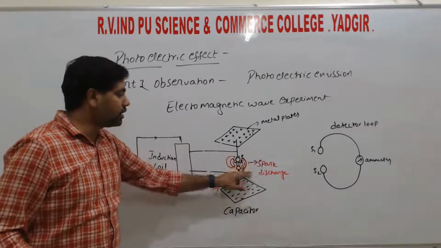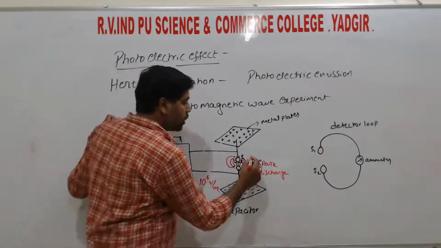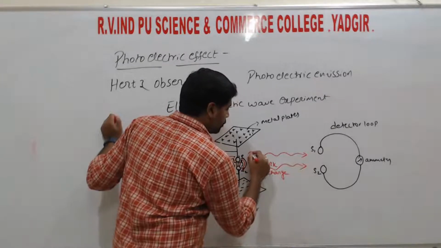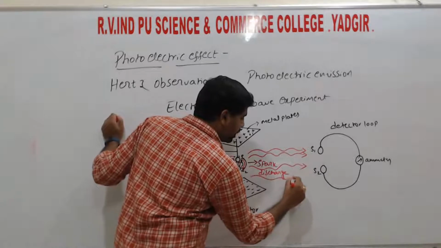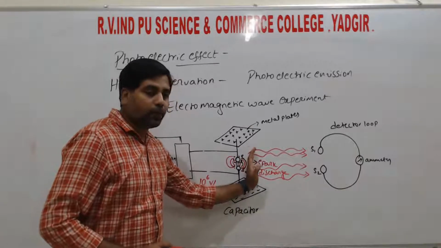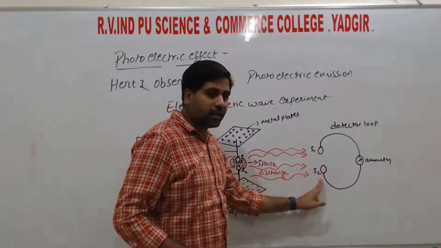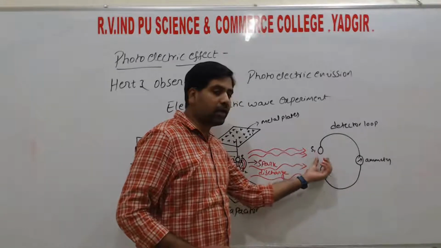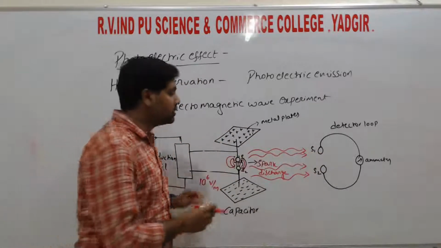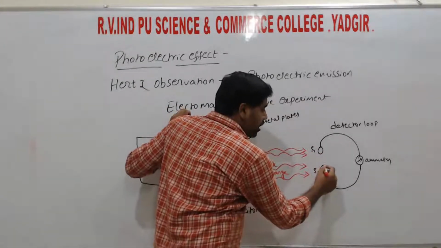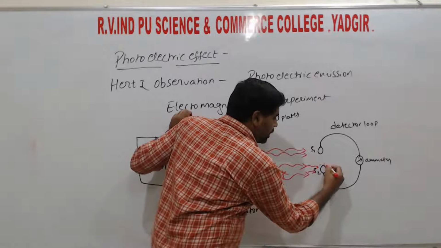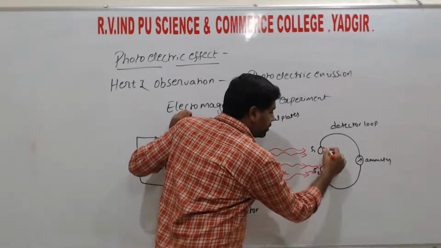So here the spark will be discharged, and from this spark the radiations will flow like this, that is UV radiations. The radiations coming out from this spark reach one more detector loop, where we have the two spheres S1 and S2. The spheres are also metal surfaces, so near the metal surfaces they absorb these radiations and get charged. Here it will get negative, and here it will get positive.